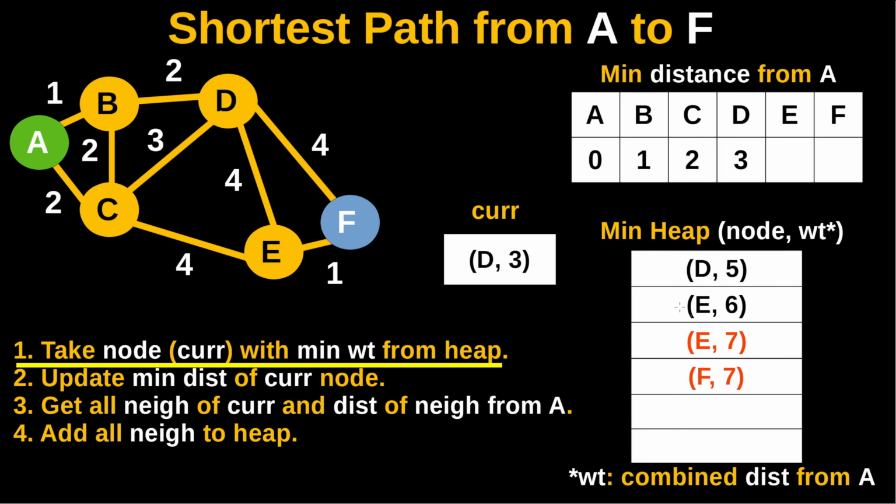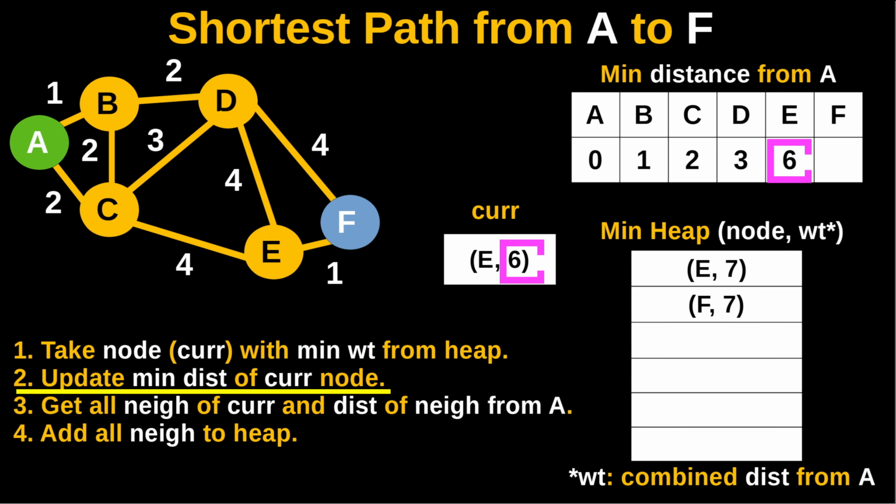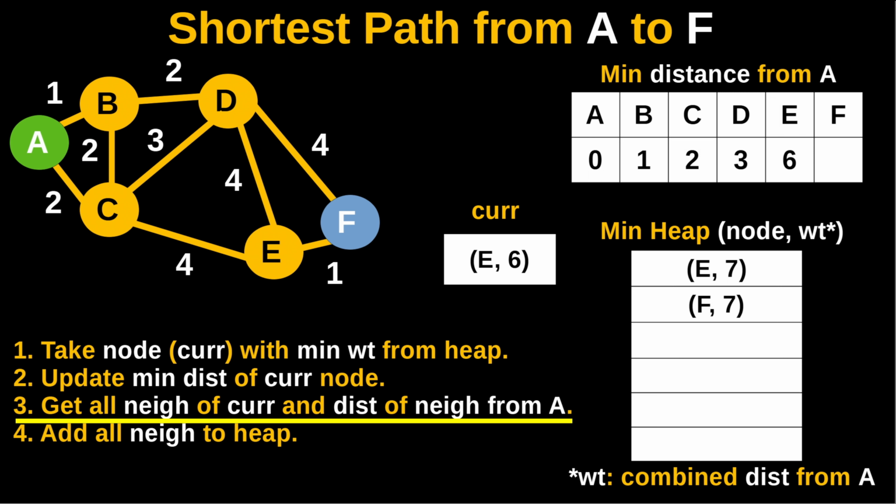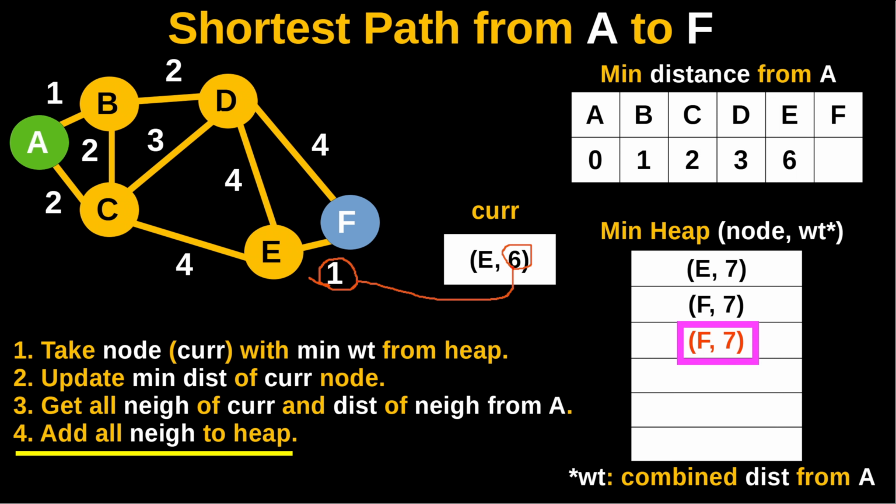In the next iteration, we look at D5 is the top of the heap. D is already updated, so we don't care. And the next item is E6. E6 becomes the current. We do an update of the minimum distance table for E as 6. E can go to C, D, and F. C, D are both established, so we look at F. E to F has a distance of 1. And then we take the 1 here, and then we add the 6 here, and we get 7. So F7 goes onto the heap.